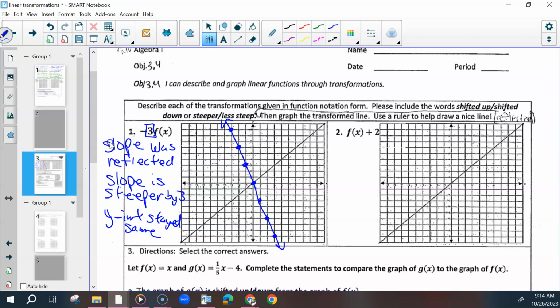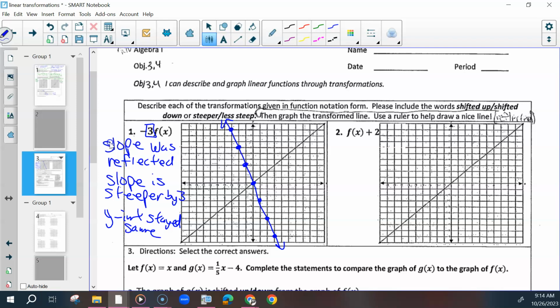When you have your line graphed, if I were sledding or skiing or skating down these lines, which one would you get down faster? The blue line or the original? The blue. So you could say it's steeper because of that.